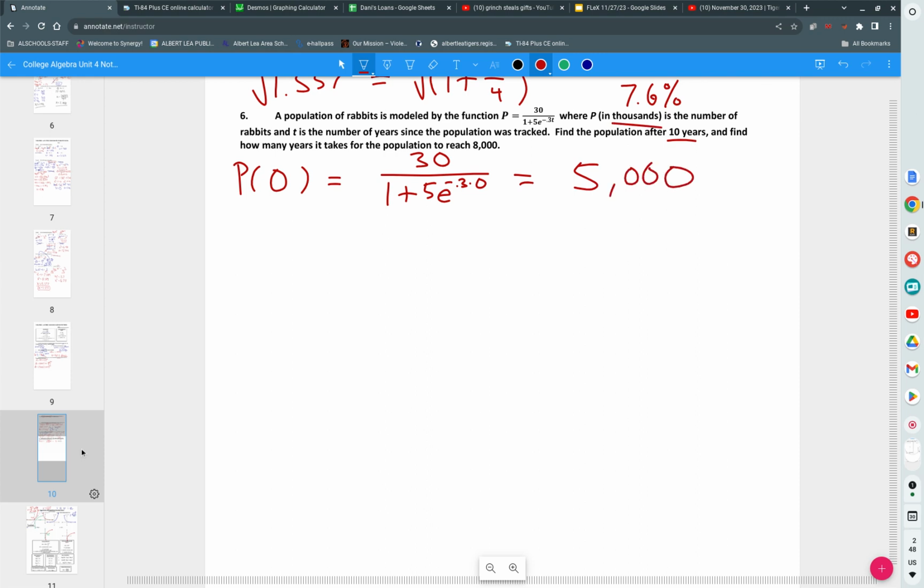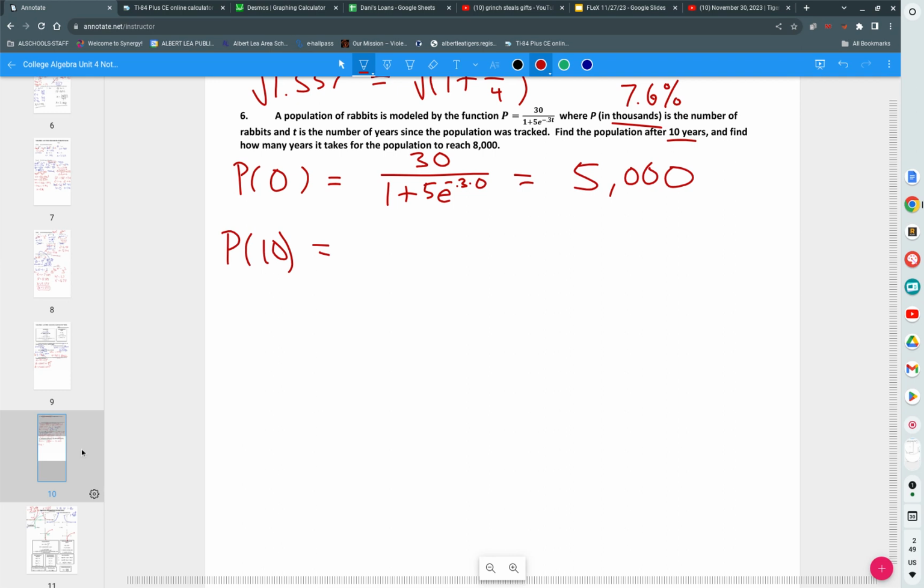5,000 rabbits. Sorry, I'm backtracking, but why did you start with 0 again? So I'm adding to the problem instead of just finding 10. I want to start by finding the initial population. I want you to have a frame of reference. When I first did this problem, that's what I was drawn to: okay, I have what it is for 10, and you're going to see why I asked for the initial in just a second. Now I want to know the population at 10 years.